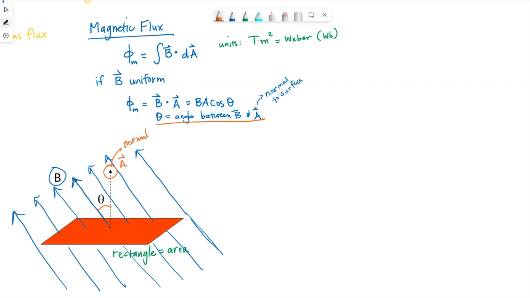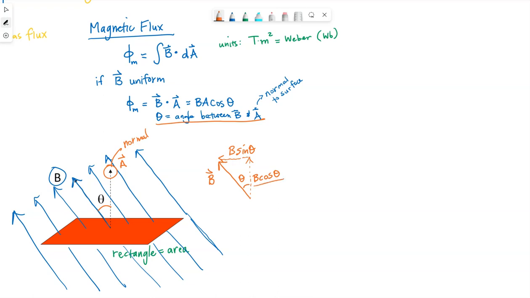Now, if we think about cosine of theta, if we are talking about B at this angle, and theta is right here, this magnetic field vector has a component that points straight upwards and a component that points to the left. That would be a B sine theta term.